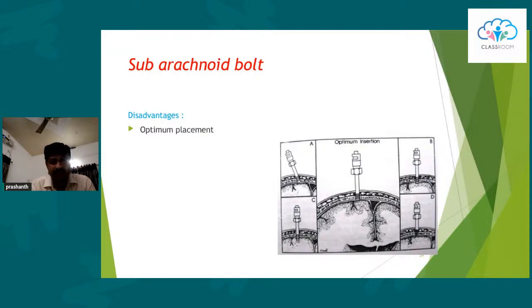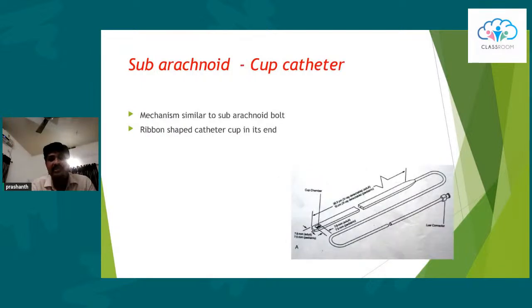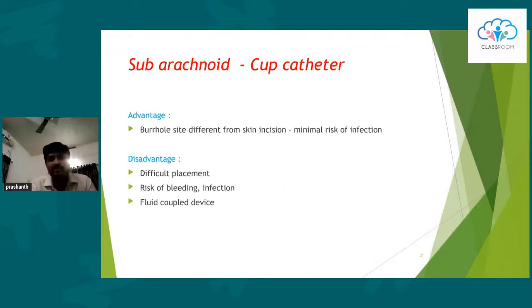To circumvent this, other techniques were brought in, like cup catheters placed in the subarachnoid space, which were easier to insert, and technical errors were reduced. So this is a cup catheter placed in the subarachnoid space. It is a ribbon-shaped catheter cup which is placed under the skull, just below the dura.